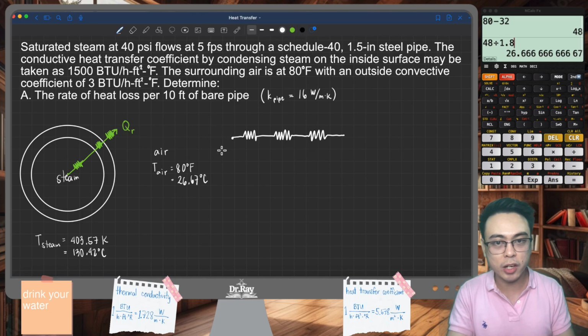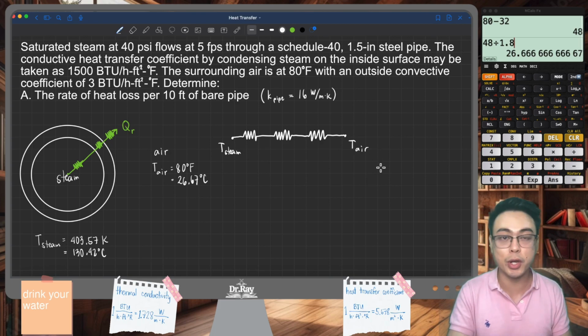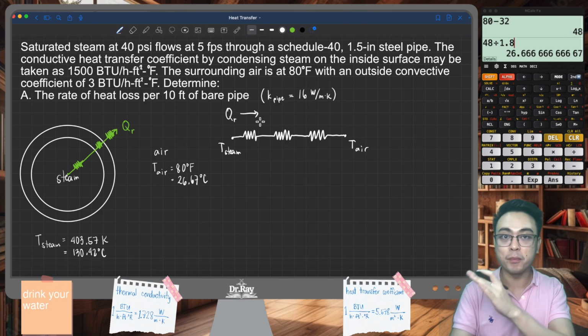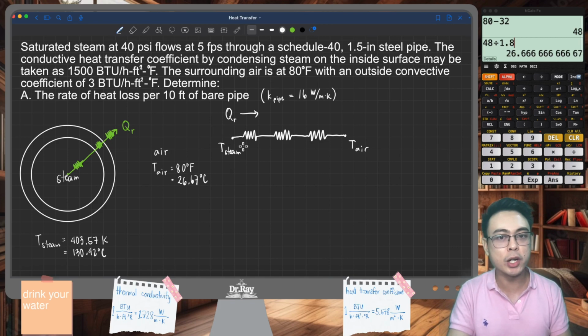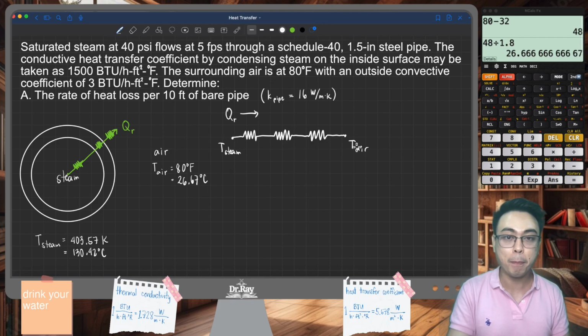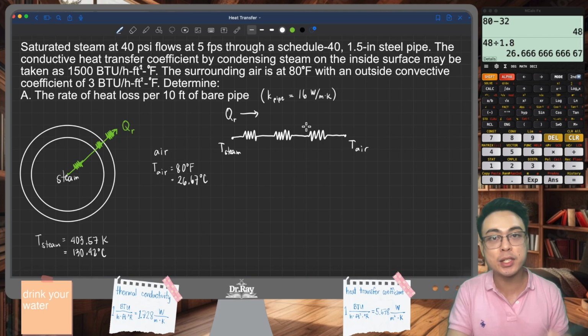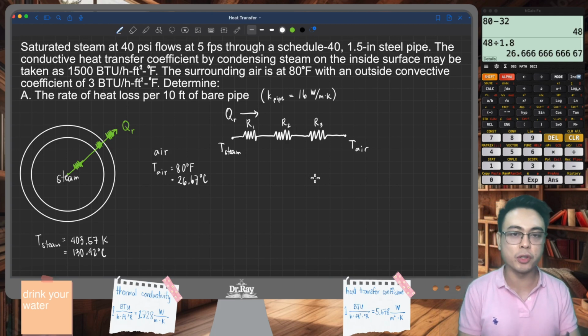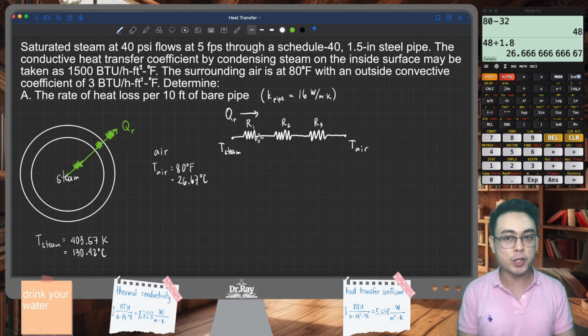This point right here is the temperature of the steam inside. And this point right here is the temperature of the air outside. This is the direction of the radial heat transfer. It's from left to right in my drawing here, from steam to air. And it's going through the resistances in series or one at a time. I'm going to call this R1, R2, and R3 for us to better be aware of what resistances are being encountered. The first resistance, as mentioned earlier, is due to convection.